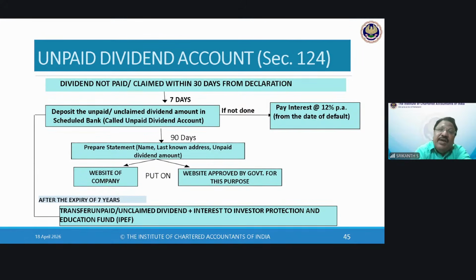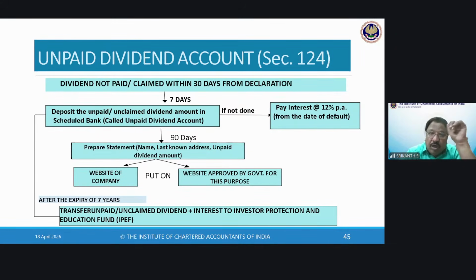And please note, dividend not paid or claimed within 30 days from declaration. So the first point is, once dividend is declared either by the board or by the shareholders. Please note it. Simple point. Why? Because the definition of dividend says dividend includes interim dividend.